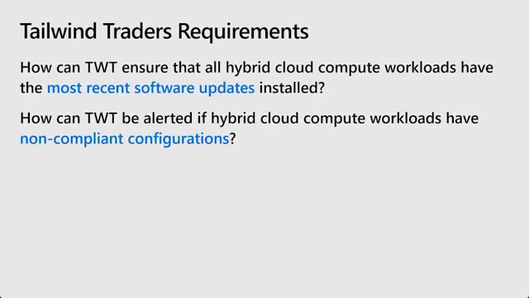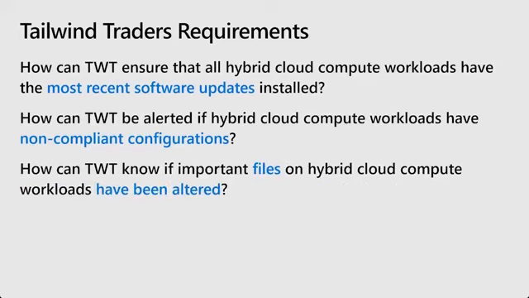The next thing we're going to talk about is how they can manage their hybrid cloud environments and their servers and their systems to check that all their configurations are compliant with their company policy. We're also going to have a look at how they can actually see if important files on their hybrid cloud compute workloads have been altered. So we're going to check with, for example, different security tooling to make sure that if there is a security threat, we can actually detect that.